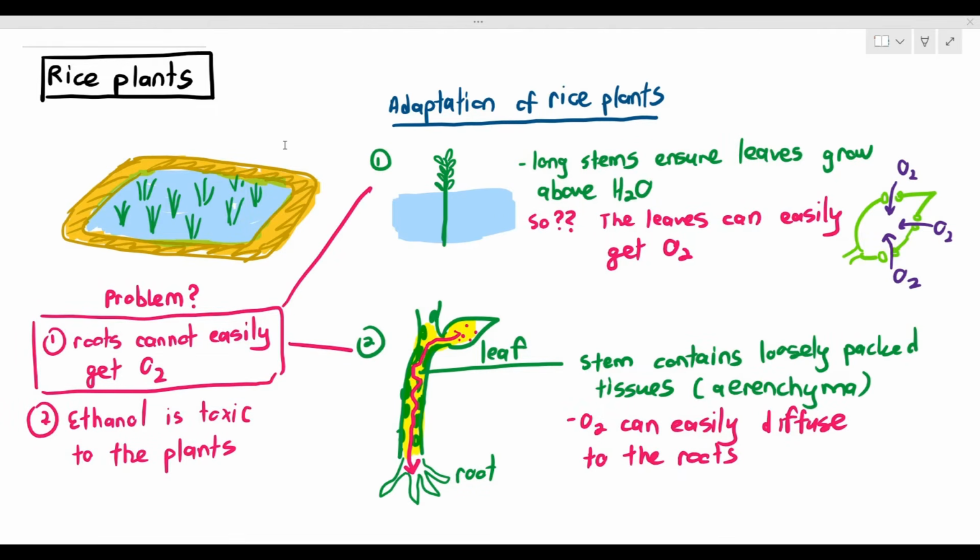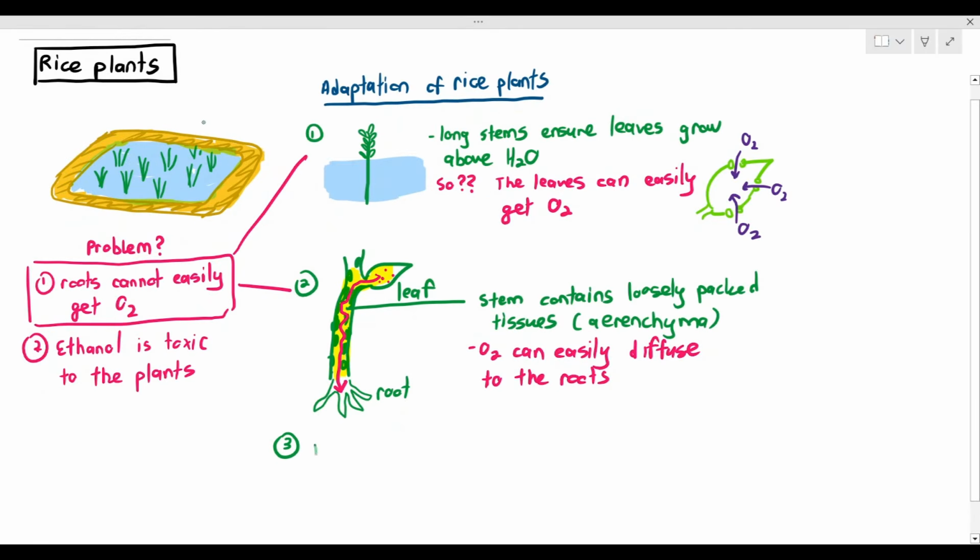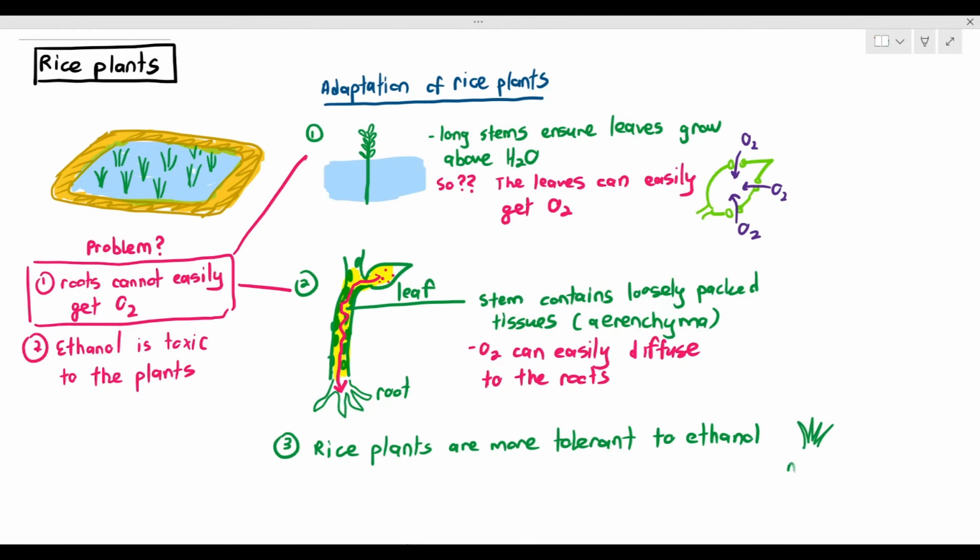So this solves problem number one, because the roots couldn't easily get oxygen, remember? Now, because the leaf is growing above the water, it gets the oxygen, and the oxygen can easily diffuse through the empty space within the plant itself and reach the roots. And the root cells can carry out aerobic respiration. Problem number one solved. But if the rice plants do carry out anaerobic respiration, it is still fine because rice plants are more tolerant to ethanol compared to normal plants.